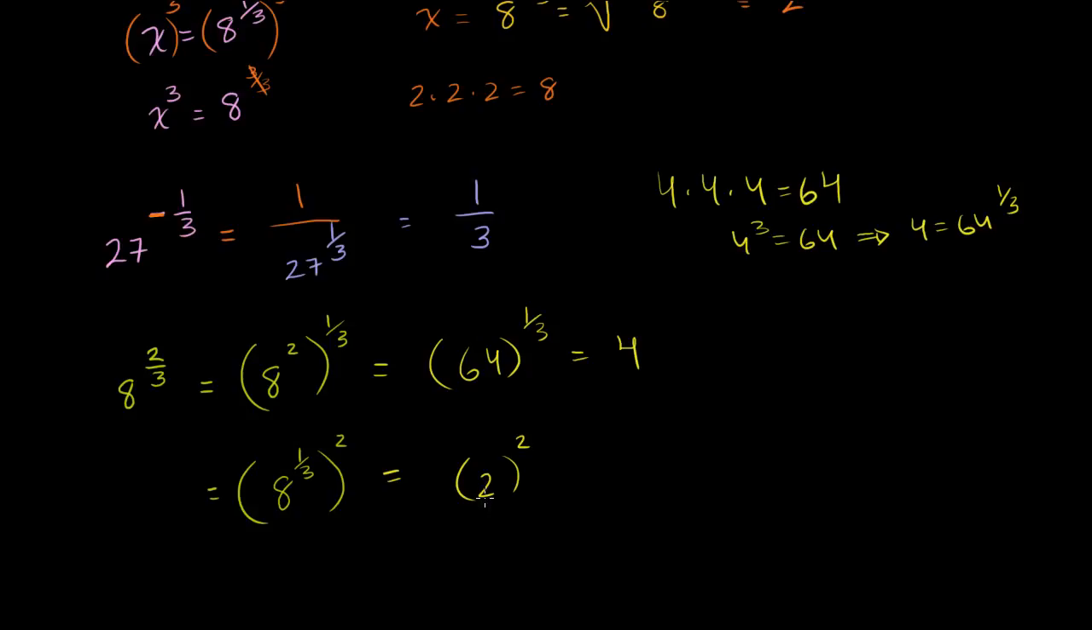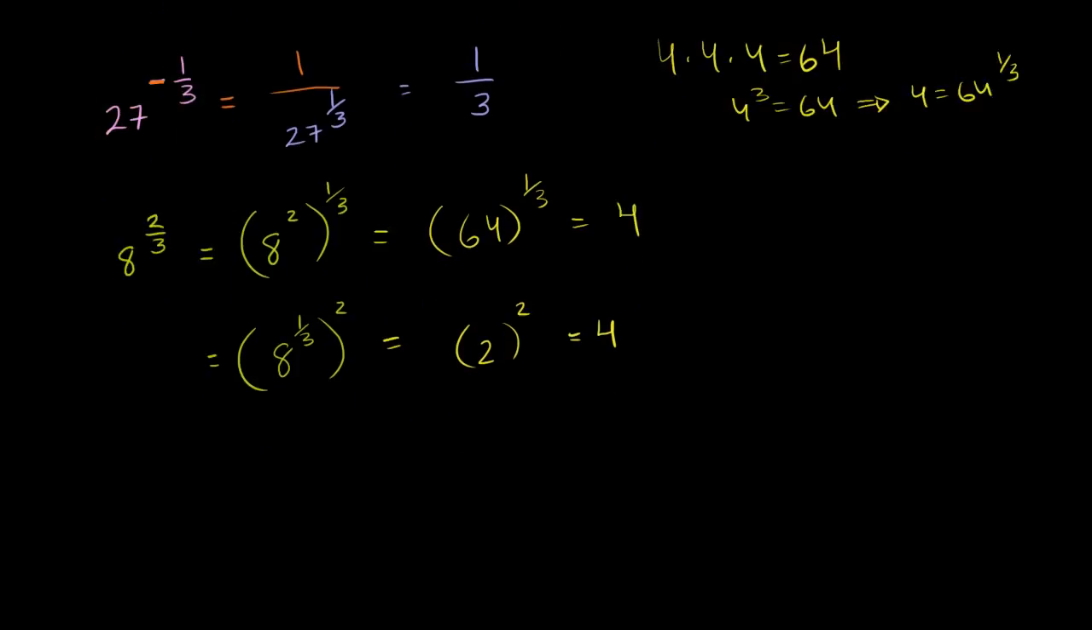And lucky for us, 2 squared is also equal to 4. So it doesn't matter which way you do it. You could take the square and then the third root, or you could take the third root and then square it. You're going to get the exact same answer. Now, everything I've been doing has been with actual numbers. Let's do a couple of problems that just bring everything we've done together using variables.